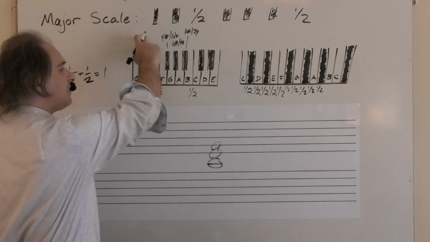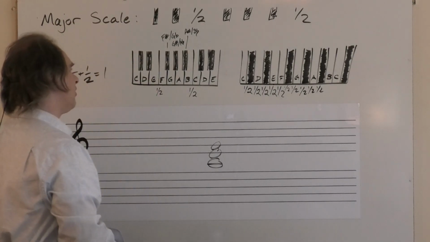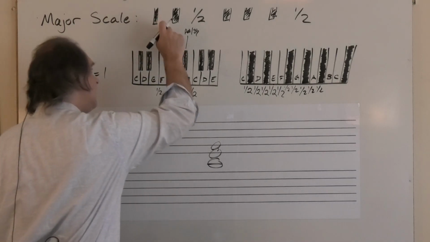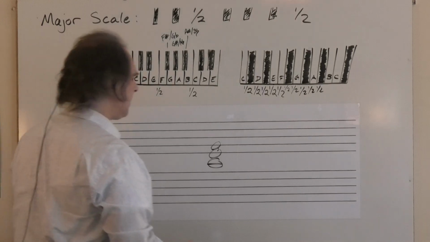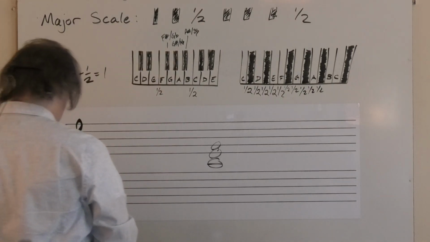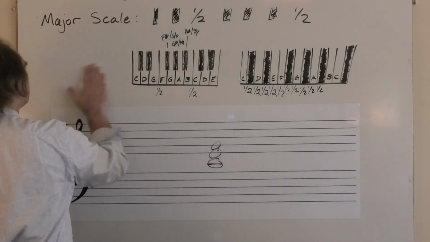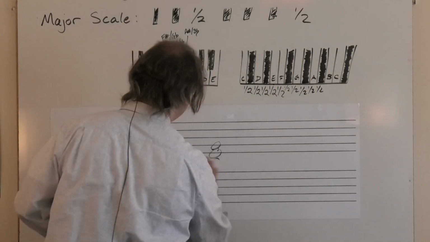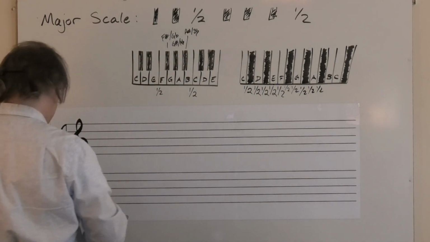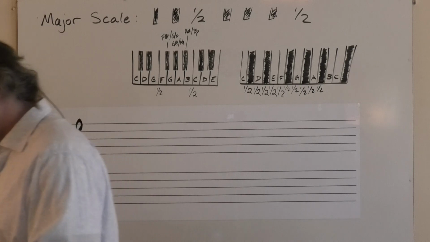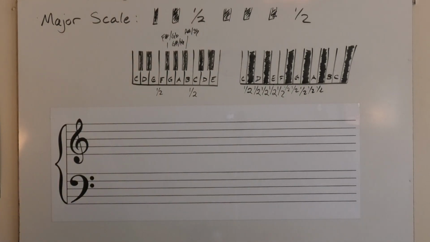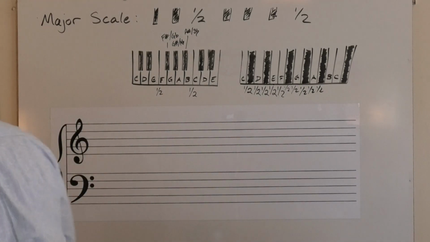Now when we start on C, that's not a step. That's just a single note. When we go from C to D, that's a step. A step is an interval, which is from one note to the next. So someone got confused about that the other day. So let's look at this major scale. That's the definition of a major scale.